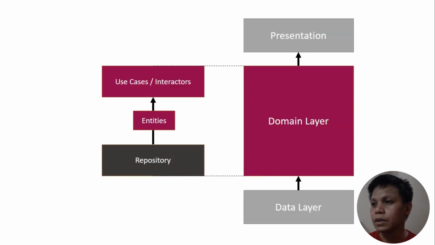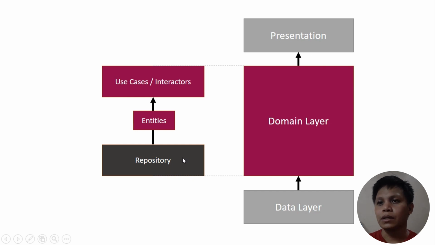Now, here are the objects that I've been telling you about earlier. What are those specific objects that are within the domain layer? So we have the following. First, the use cases or the interactors, and then the entities. Think of entities as like a package that is passed between the different objects. And the third one is the repository.